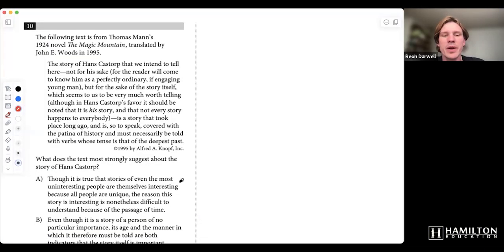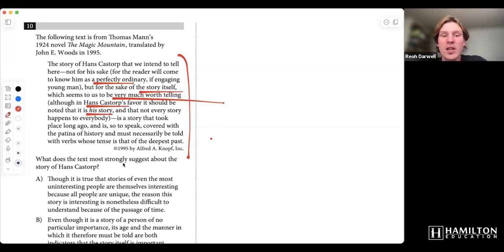All right, so for question 10, we are asked to make a logical inference from a selection of the text, The Magic Mountain by Thomas Mann. So we hear that there's this story of this Hans Castorp, who is perfectly ordinary. So we hear about his story because the story itself is very interesting. Very much worth telling. Although, because it is his story, he also is kind of interesting too, right? So he's ordinary, but because this story happens to him, he's interesting.